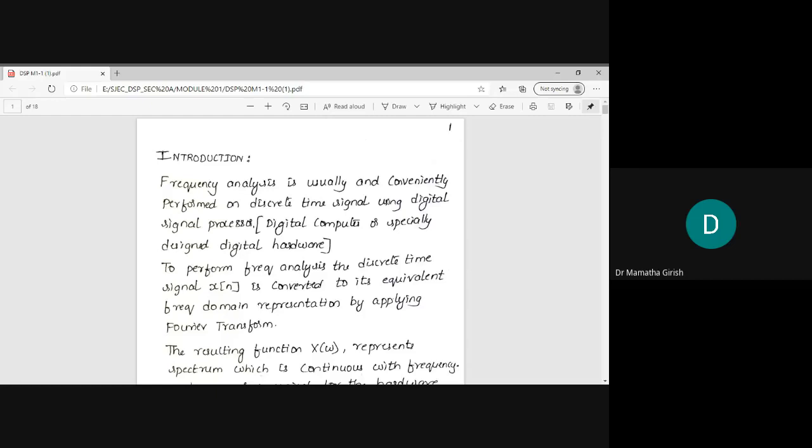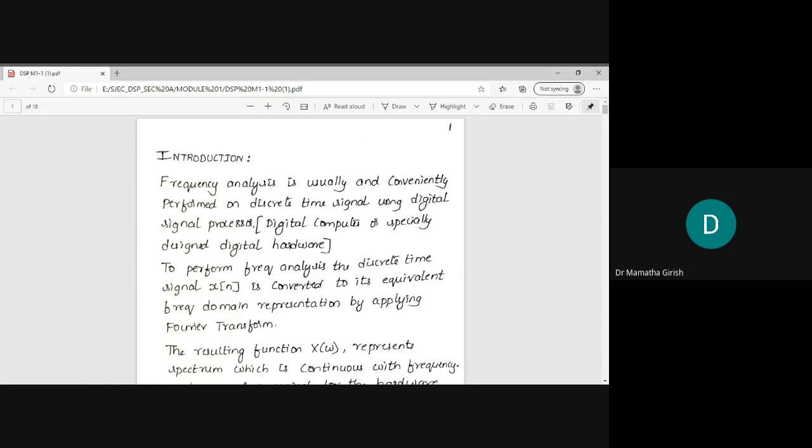Frequency analysis is usually performed, and it is more conveniently chosen to analyze a given discrete time signal using a DSP, digital signal processor. Obviously, as we know, all signals are available to us in the time domain. There is a need for us to translate from the time domain to the frequency domain. For that, the tool which we will be employing is what is called the Fourier transform.